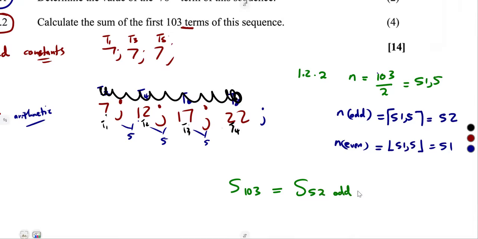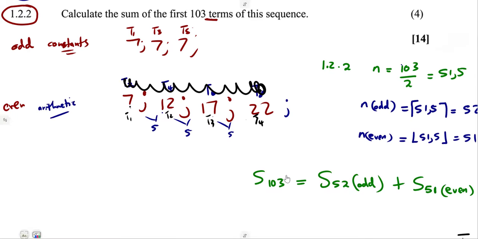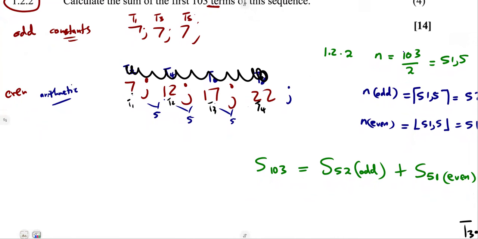This is for the odd terms, which are those constants, and we add the sum of the 51 terms, which is representing the even terms. This is for the even. All right. So once you are able to separate these, we are done.